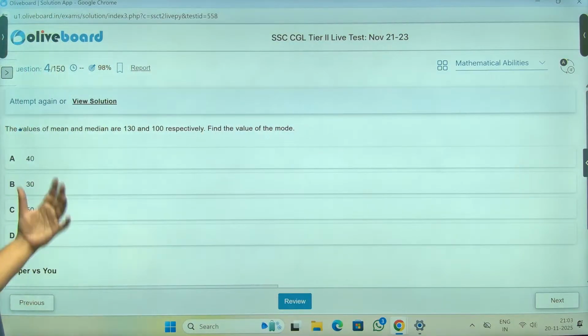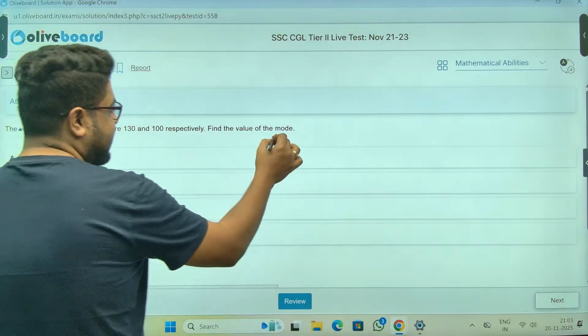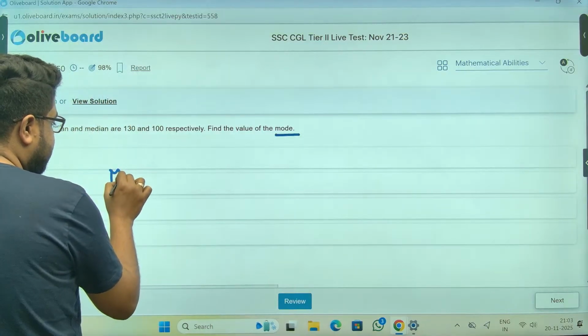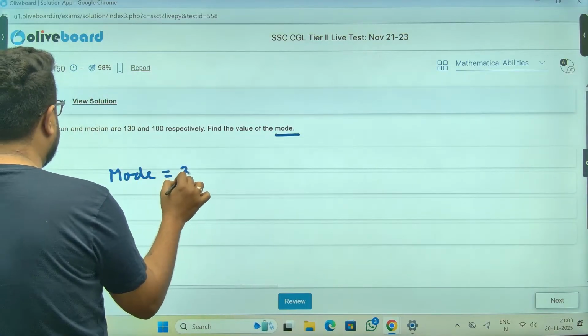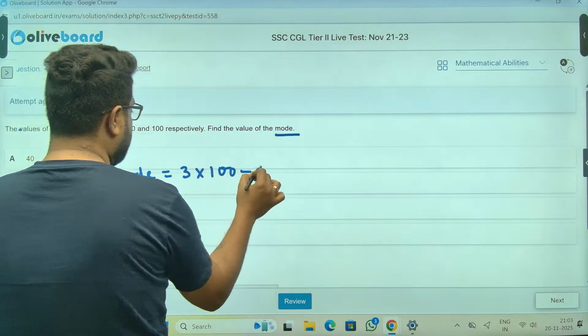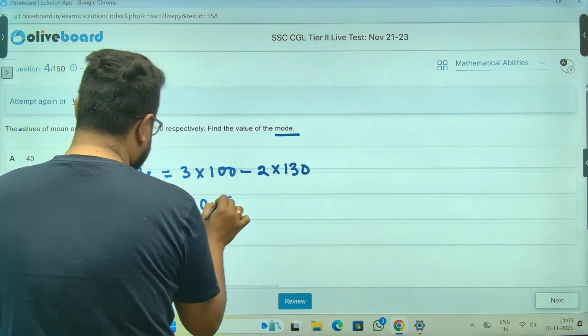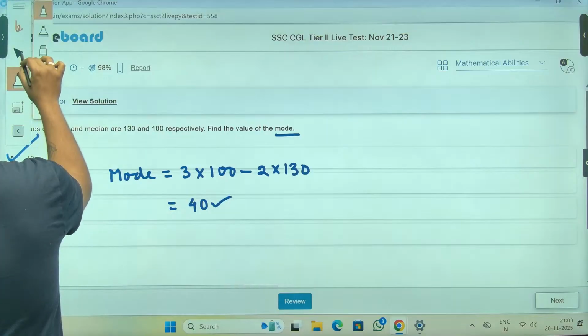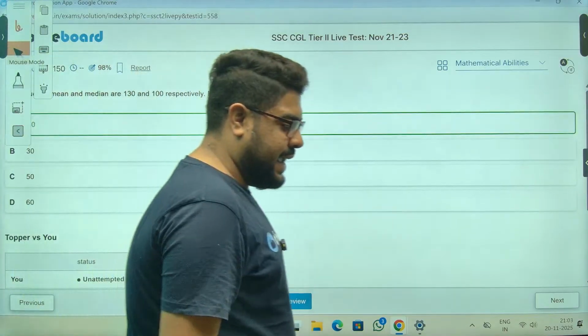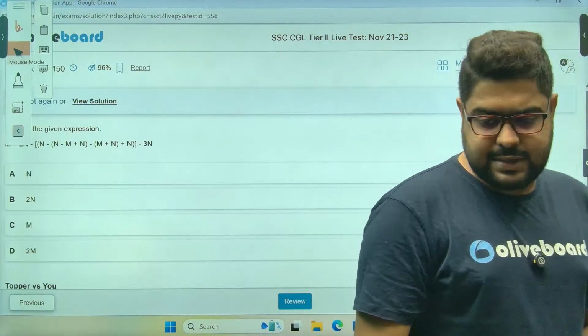Chalo, this one. Mean and median, sir, mode. Sir, this is a direct question. So, mode will be what? 3 into median minus 2 into mean. Sir, 260, that is 40, sir. Simple question, simple answer. Option A is most definitely your correct answer.